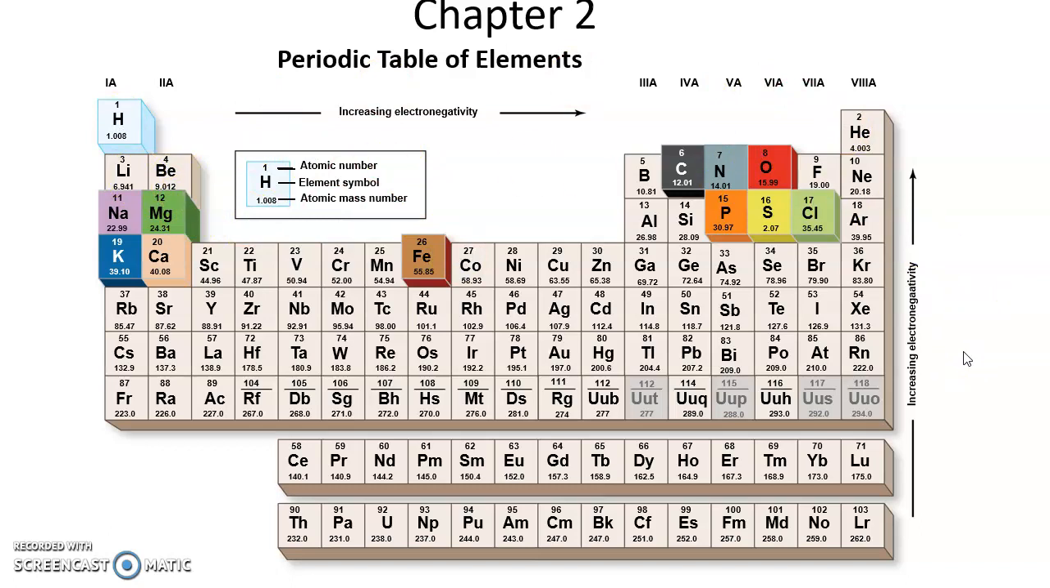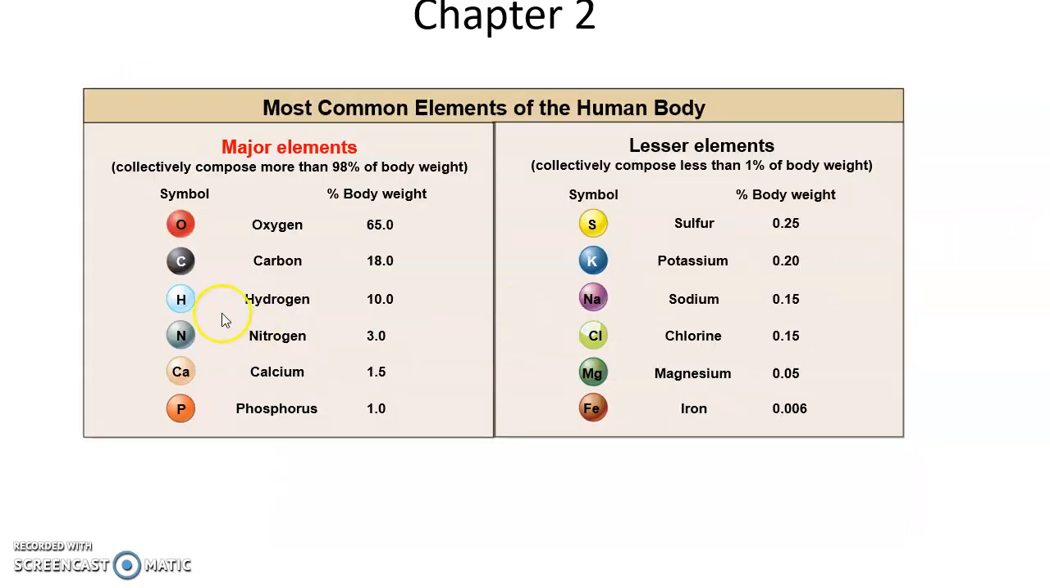Lucky for us, the human body is mostly made up of the different elements that you see in the extended blocks: hydrogen, carbon, oxygen, and so on. So these are going to be the main elements that we will be concerned with this semester. So make sure you know the symbol. If you see a Ca, you'll know that is calcium. If you see an Mg, that's magnesium.